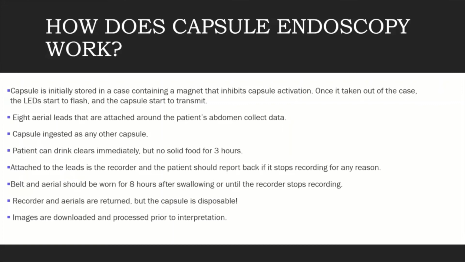How does capsule endoscopy work? The capsule is initially stored in a case containing a magnet that inhibits capsule activation. Once it's taken out of the case, the LEDs start to flash and the capsule starts to transmit. Eight aerial leads attached around the patient's abdomen collect data. The capsule is ingested like any other capsule. Patients can drink clears immediately, but no solid food for 3 hours. Attached to the leads is the recorder, and the patient should report back if it stops recording for any reason. The belt and aerial should be worn for 8 hours after swallowing or until the recorder stops recording.